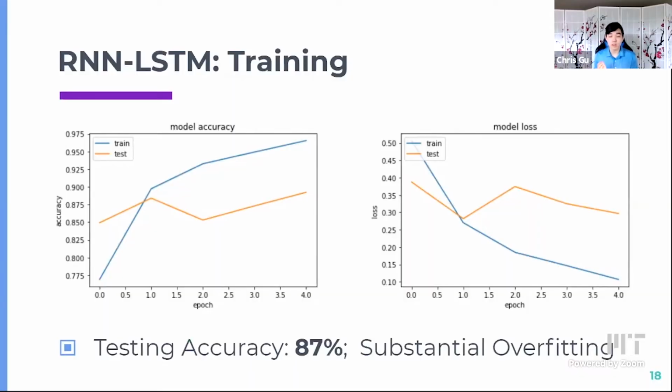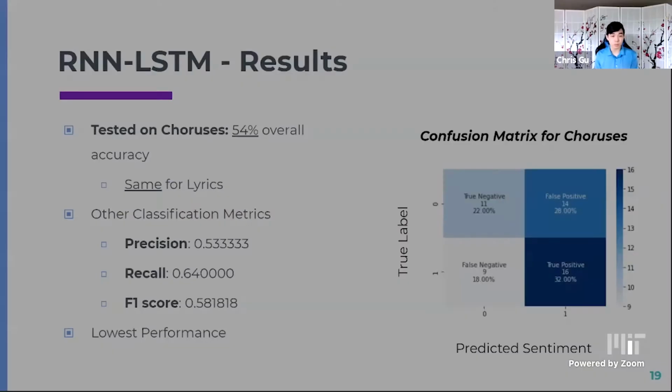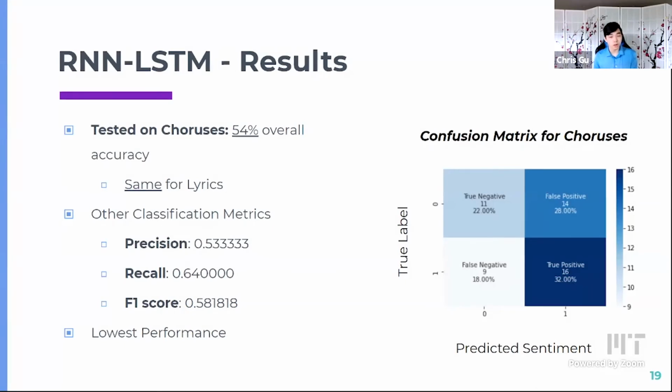For training, while there was a high testing accuracy, the RNN experienced substantial overfitting because of the disparity between the training curves and the testing curves. And for the results, the RNN LSTM had the worst performance. The results show that more complex doesn't always mean better, but we do have to keep in mind the subjectiveness of sentiment analysis and the unusual dataset choices for this project.